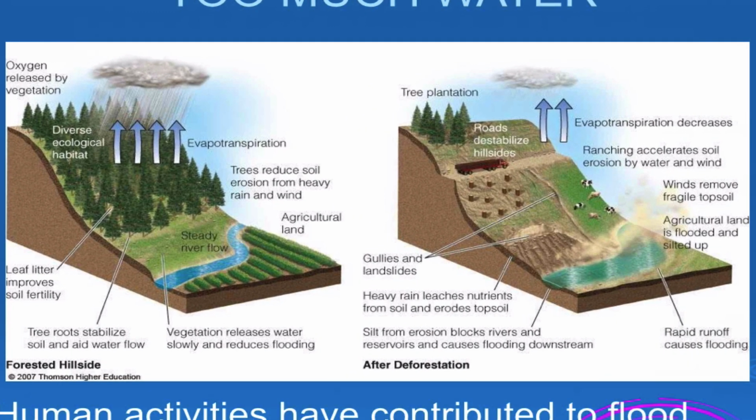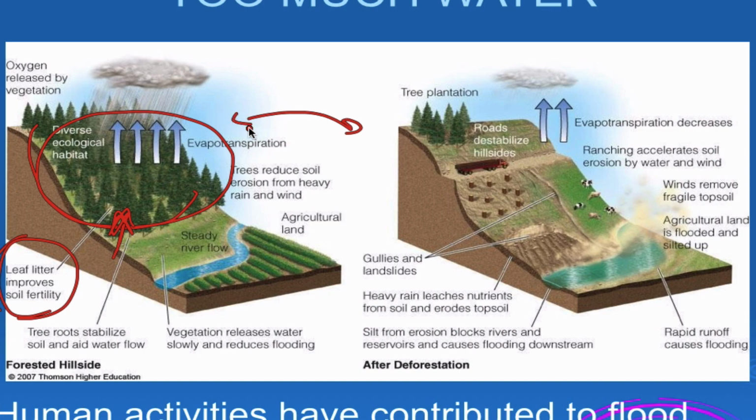Very similar to what's happening in California right now. Versus on this left-hand diagram, where we have our trees in place. So not only does it provide habitat, it basically stabilizes this area right here. The leaf litter improves soil fertility, which we see here in the Northeast. The trees also reduce soil erosion, besides looking at those heavier landslides. So there's definitely a number of issues with too much water and how we've changed one landscape into another.